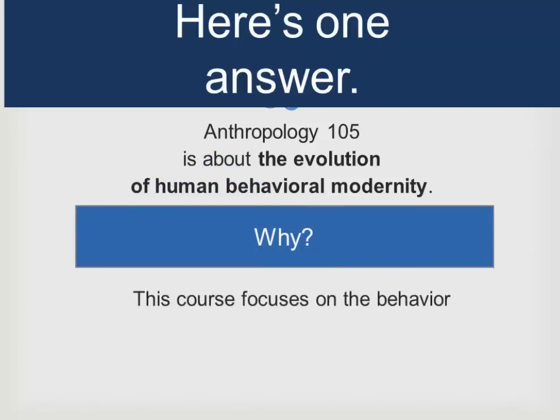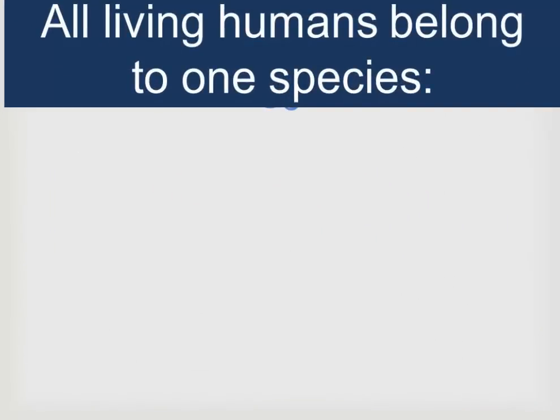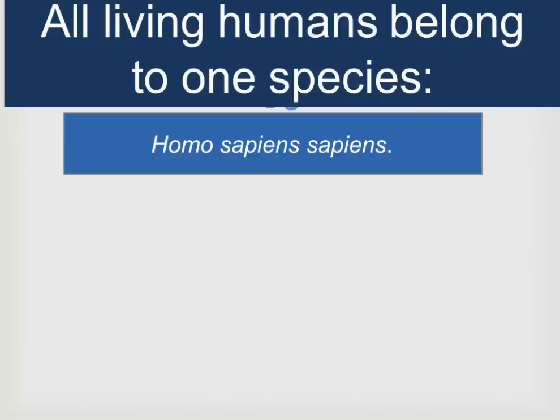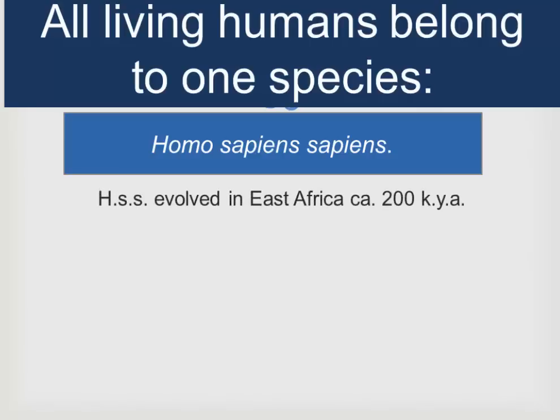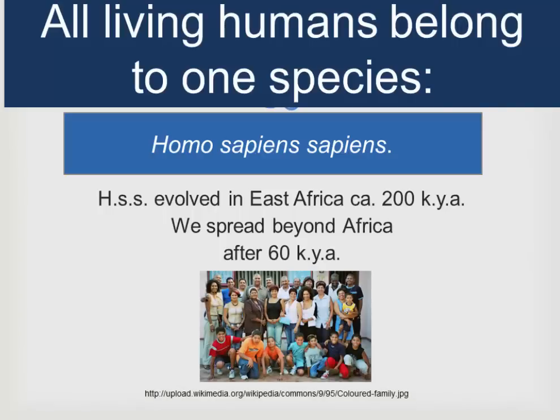And why is that? Well, the answer is that this course focuses on the behavior of living human beings, and all living human beings belong to one species that we call Homo sapiens sapiens. And Homo sapiens sapiens evolved in East Africa, most likely, around 200,000 years ago. And we expanded beyond Africa sometime after 60,000 years ago. So the human family is really quite closely related, everyone who's alive today. And as a side note, that KYA stands for 1,000 years ago. So the K stands for 1,000.